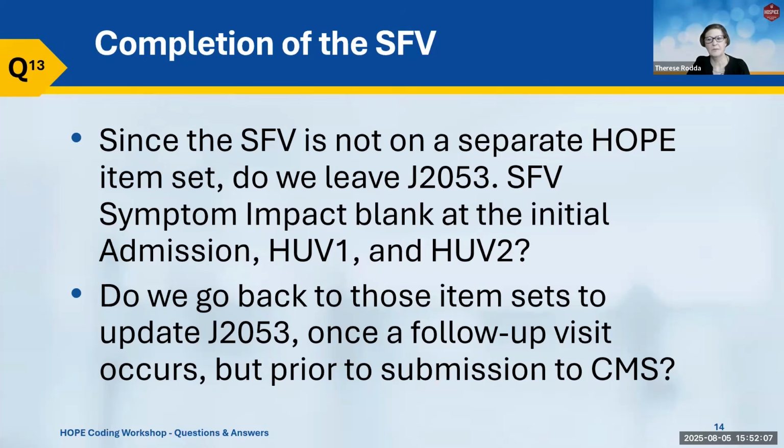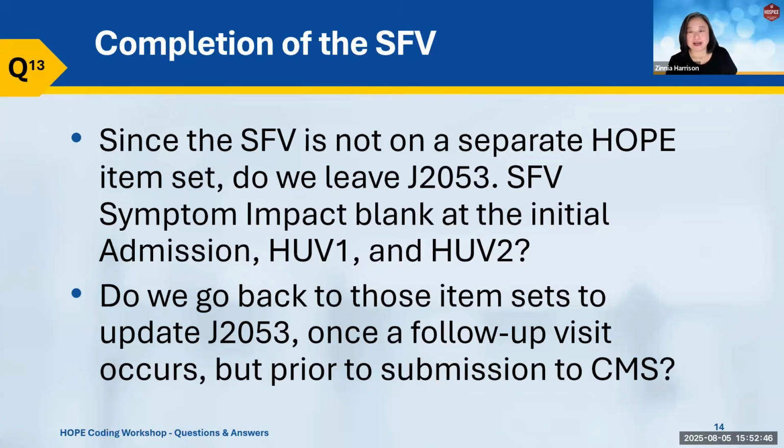So, as I just mentioned, in regard to the HOPE admission, you're going to conduct the SFV only if the response to J2051 symptom impact is coded as 2 moderate or 3 severe for either the admission or HUV1 or HUV2. The SFV should occur within 2 calendar days after the initial finding of a moderate or severe symptom impact. You would want to consult with your EHR vendor for how they might add this data from the SFV electronically once it's completed.